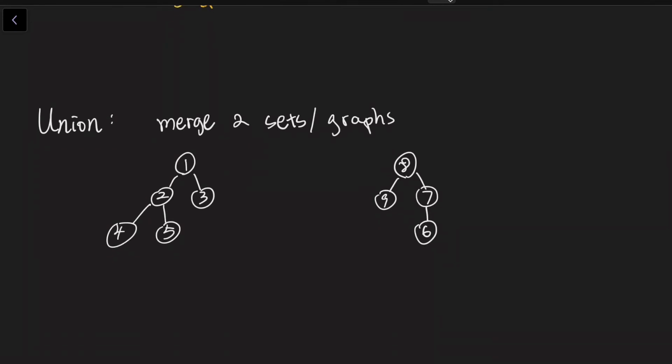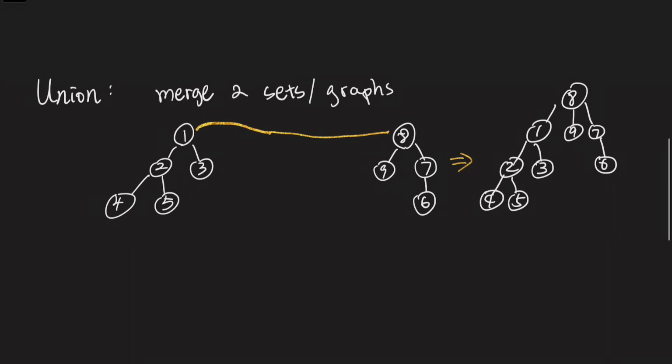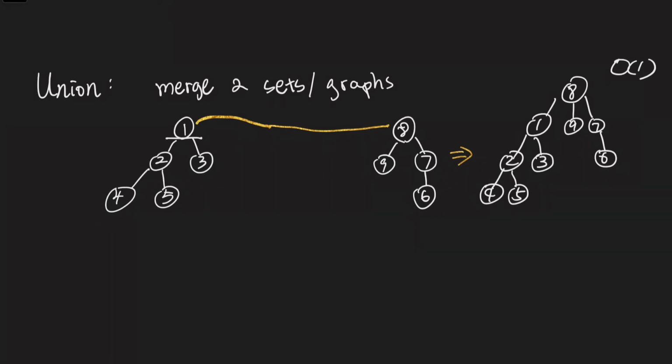We can just make a pointer from the head of one graph to the other graph and connect them together. So it becomes this. So 1 just gives itself a new leader to follow. Then everything that follows 1 will follow the new leader, which is 8 in this case. So it's very simple, and this is all constant time. You just need to change one thing: reassign the value that maps to 1. And we're done with this.